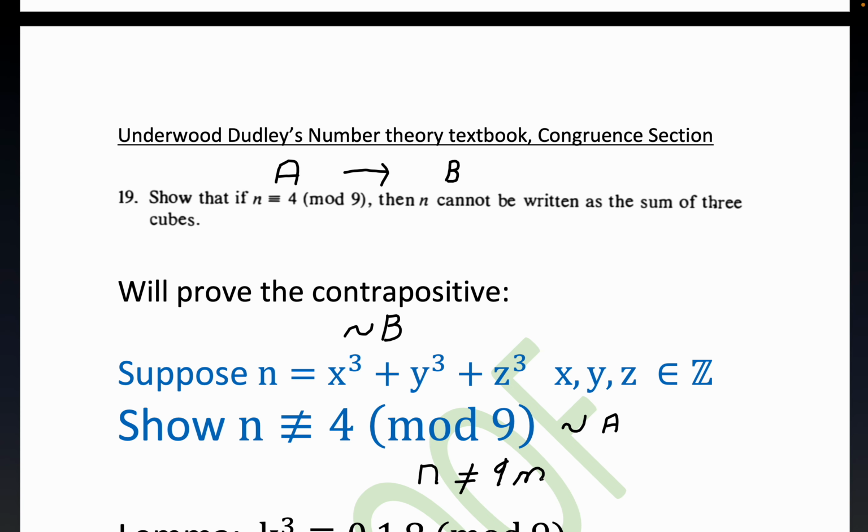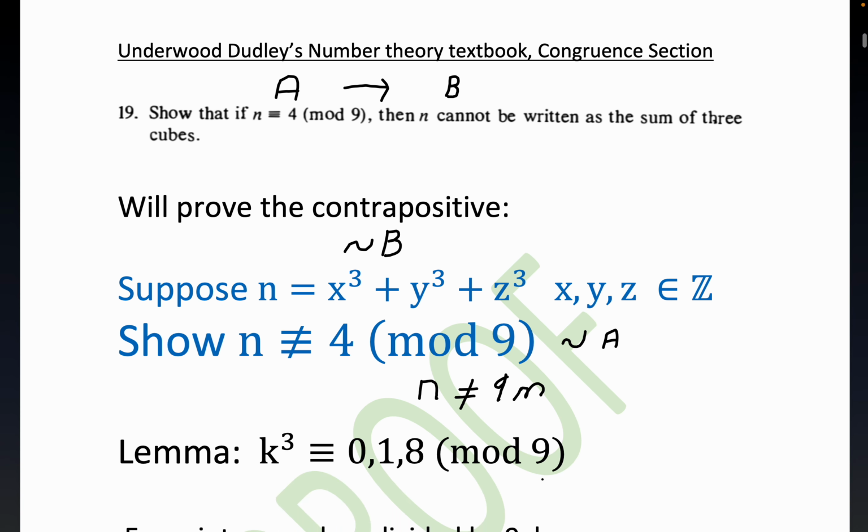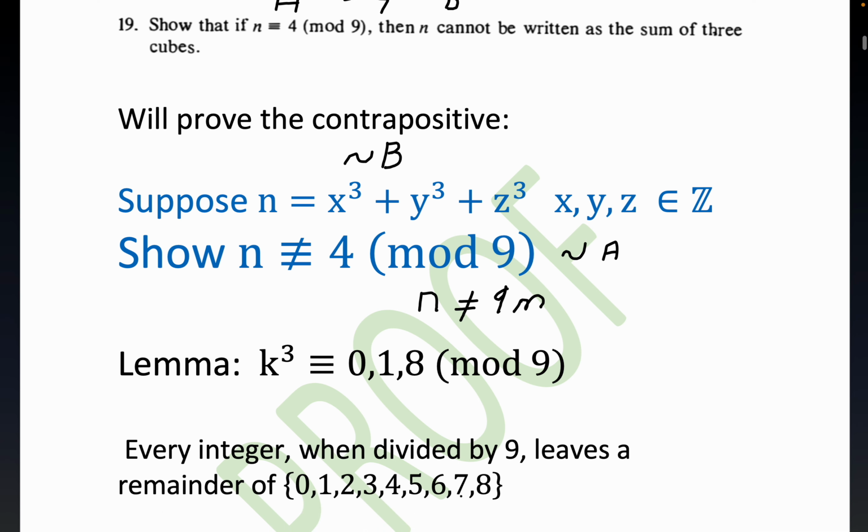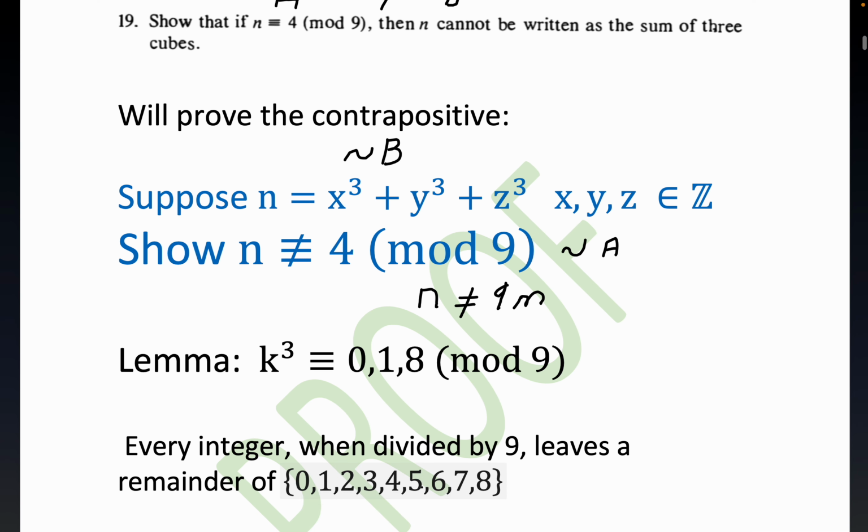So what we do right here is go through all the possible cubes reduced mod 9. Every integer when divided by 9 leaves a remainder of 0, 1, 2, 3, 4, 5, 6, 7, or 8. The remainder can be no bigger than 8 and no less than 0. We're going to verify that when you cube an integer, it's only going to be congruent to 0, 1, or 8. That's a pretty sparse set of numbers, which makes this computation pretty easy.